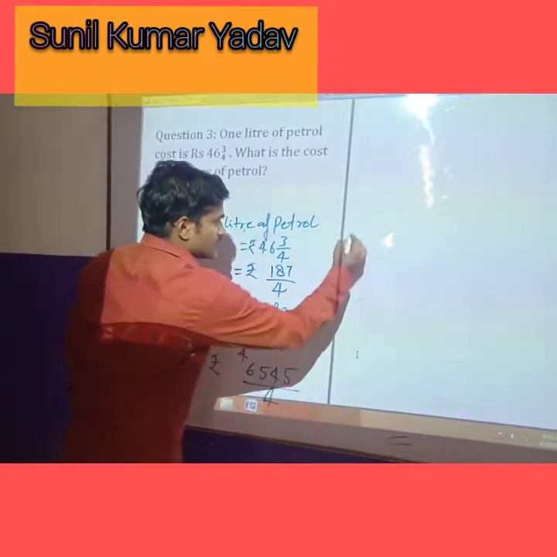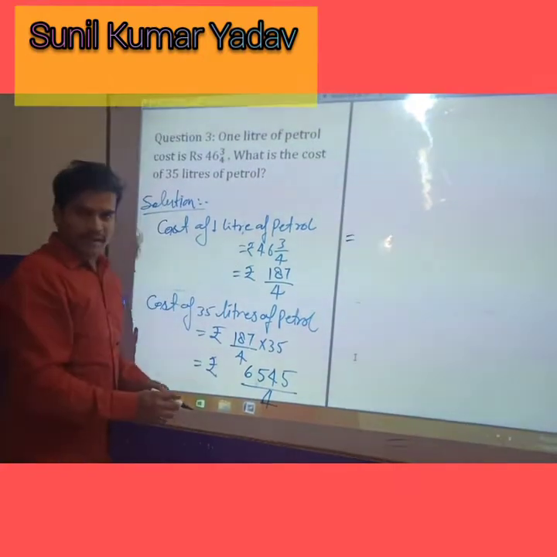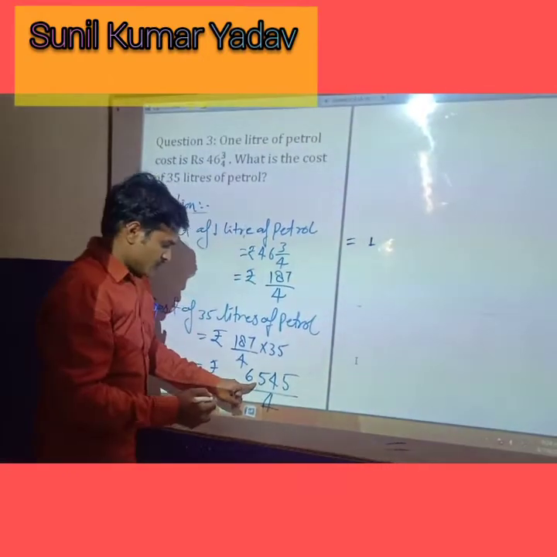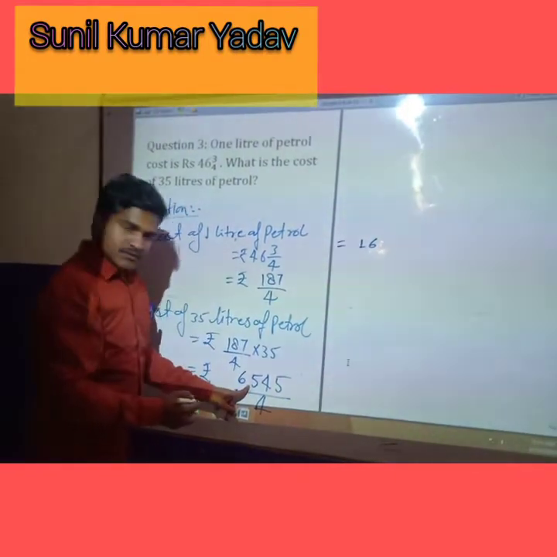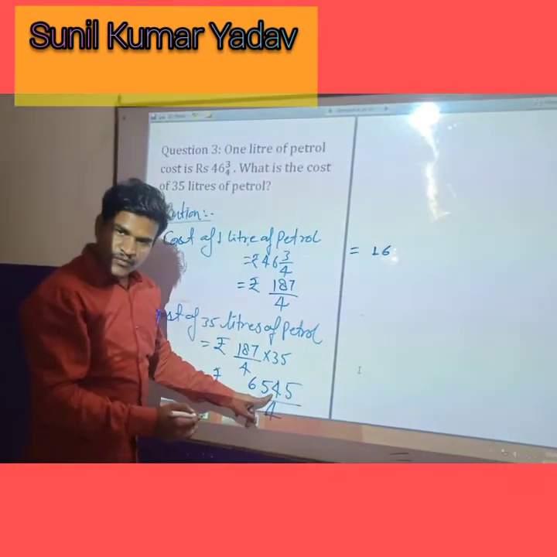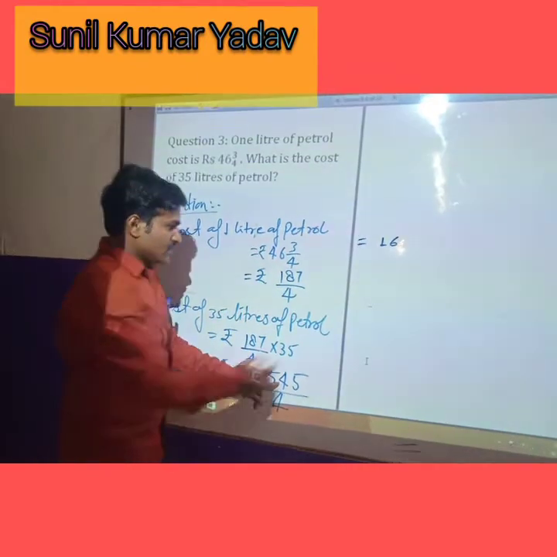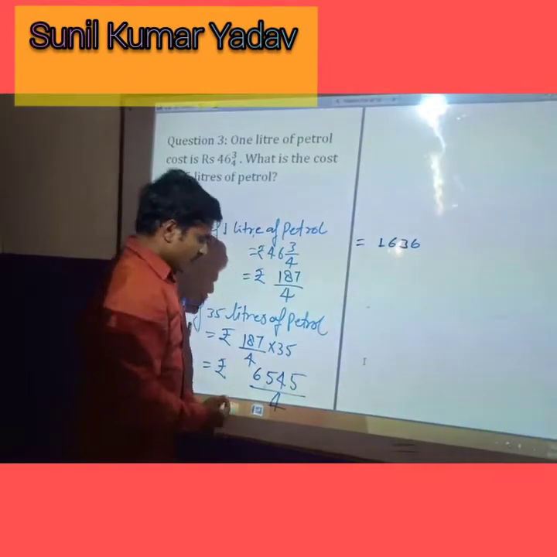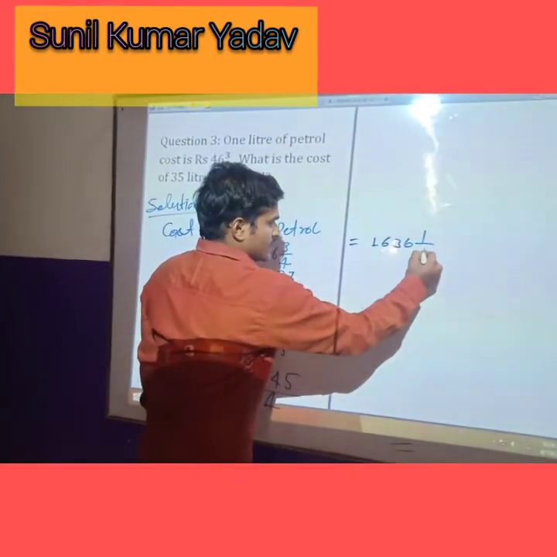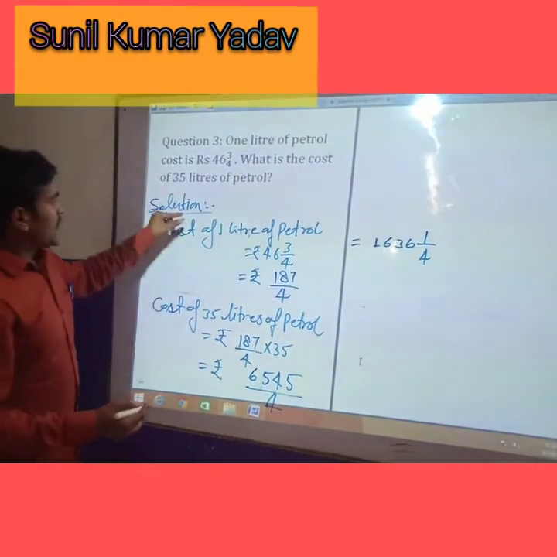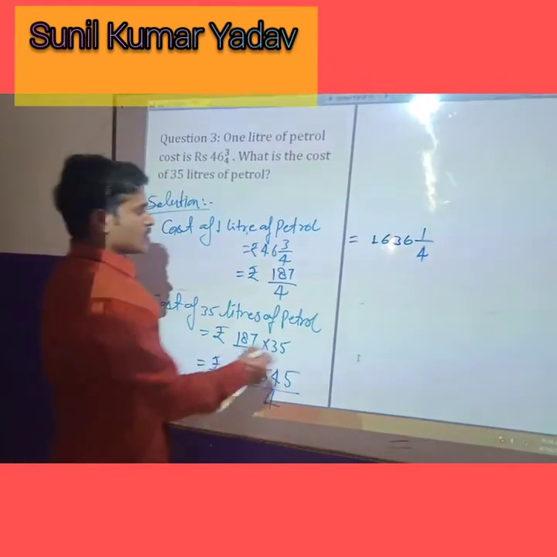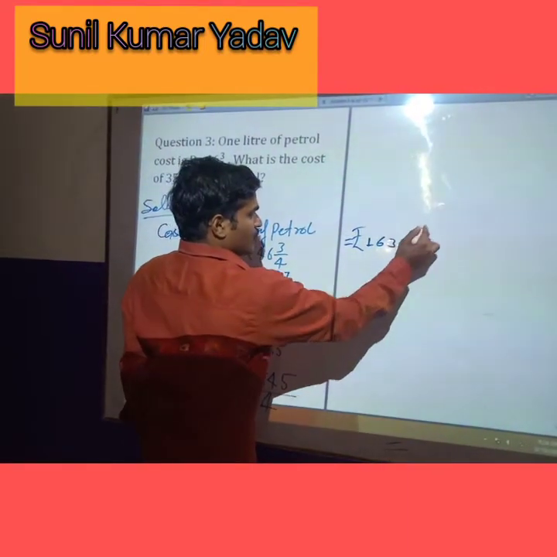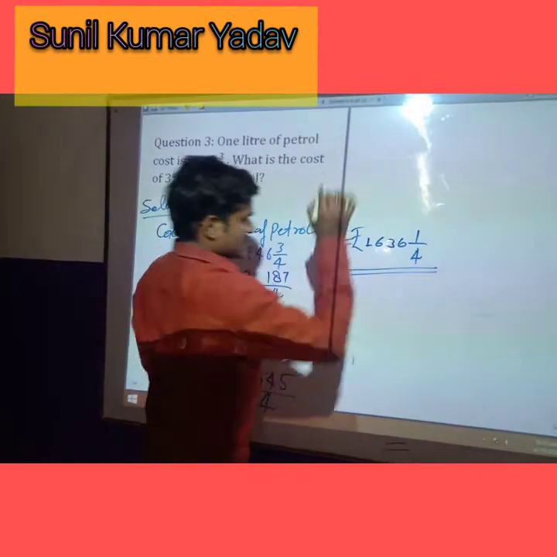Now convert it into a mixed fraction. 4 ones are 4, there is 2; 4 sixes are 24, there is 1; 4 threes are 12; again 4 sixes are 24, into 1 complete 4. So cost of 35 liters of petrol is equal to, students, 1636 complete 1 upon 4 rupees.